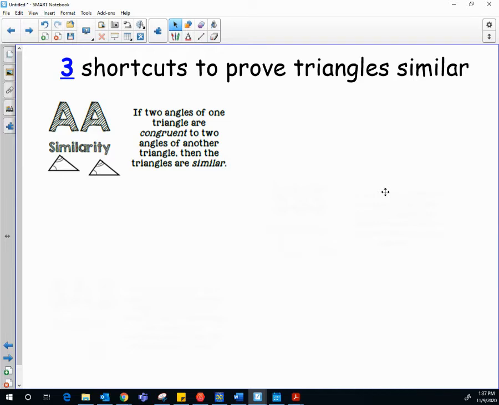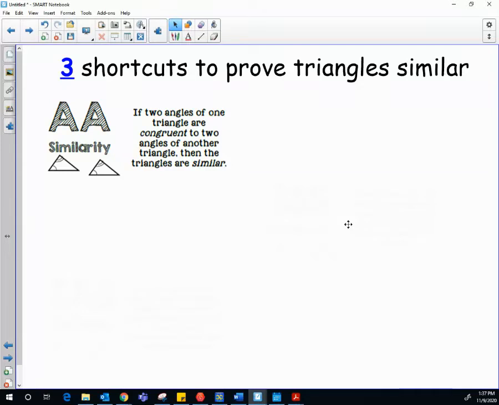What you're looking for here is if you have 2 angles in one triangle congruent to 2 angles of another, then the 2 triangles are similar. That should make sense with the triangle angle sum. If they have 2 angles that are the same, the third one will also be the same. So that makes the triangles similar.